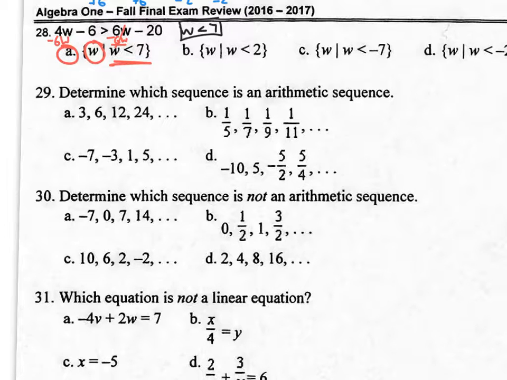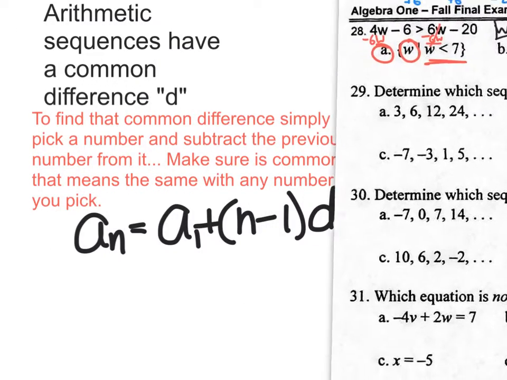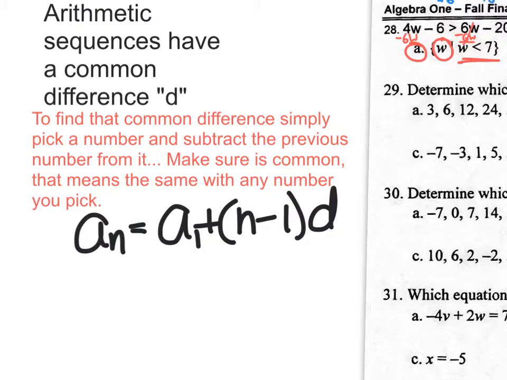So number 29 and 30 are both asking to find which list is an arithmetic sequence. And to understand arithmetic sequences, we've already gone over this in a different video, but just once again, because it's a lesson that we didn't really cover much during the semester. An arithmetic sequence has a common difference D. To find that common difference, simply pick a number and subtract the previous number from it.